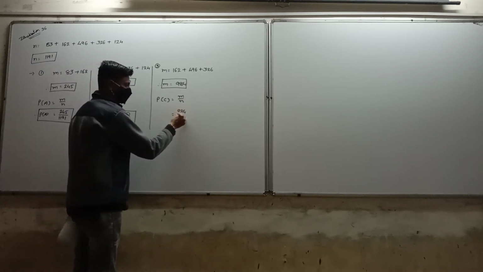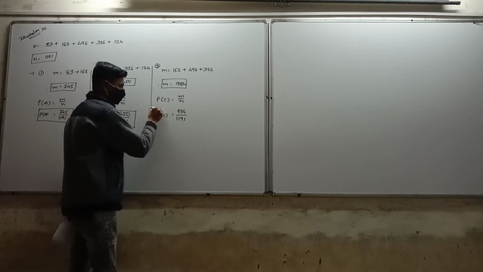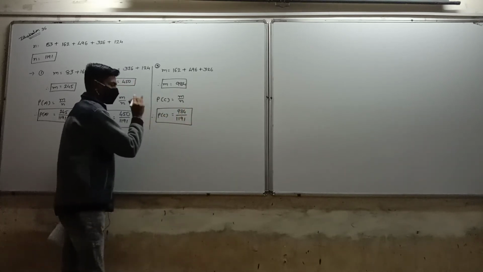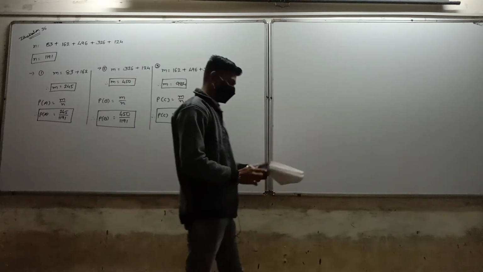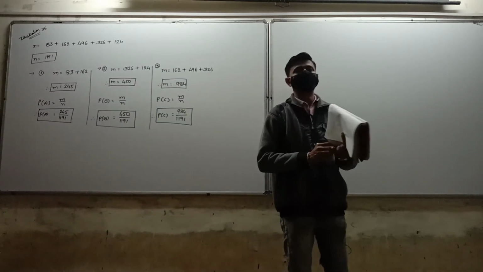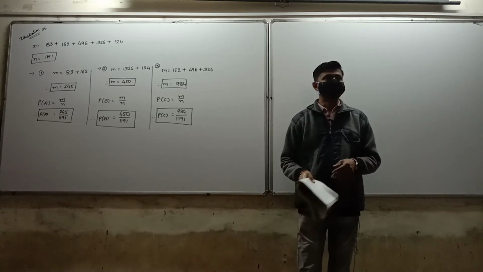984 upon 1191. Okay. The probability of event C is 984 upon 1191. Here completed illustration number 36.